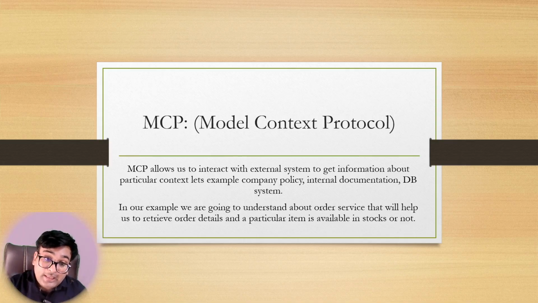So in our example, we are trying to create a custom MCP that will fetch the order details and the item details. On the basis of our order details, it will return the particular person's name, the quantity and the amount, as well as it will check for the item context. It will get the item ID and respond whether the particular item is available or not. So this example we are trying to explore today.